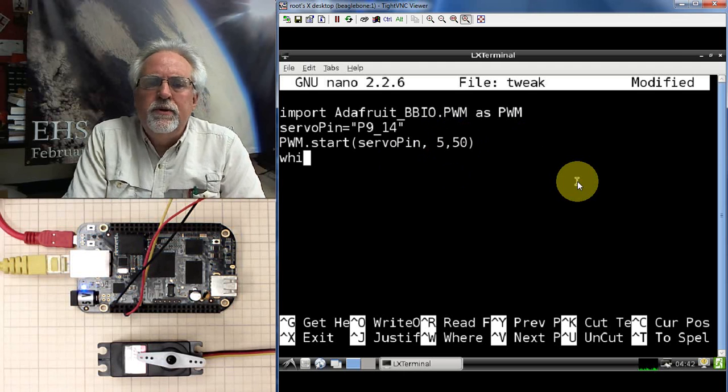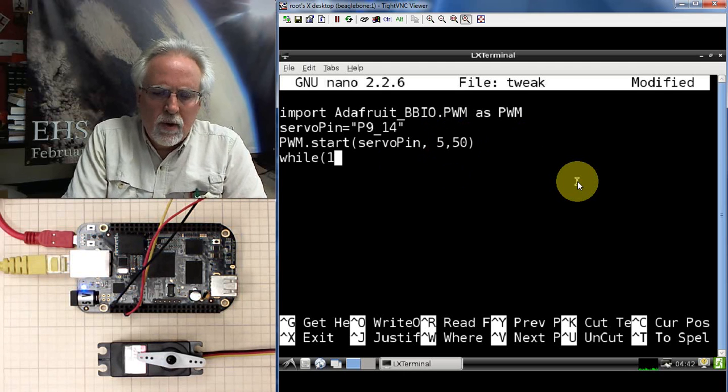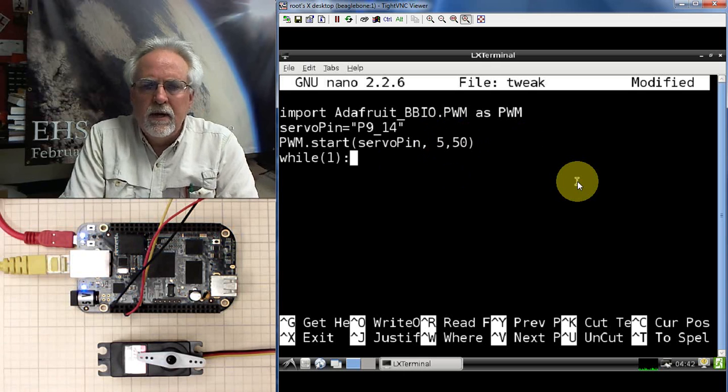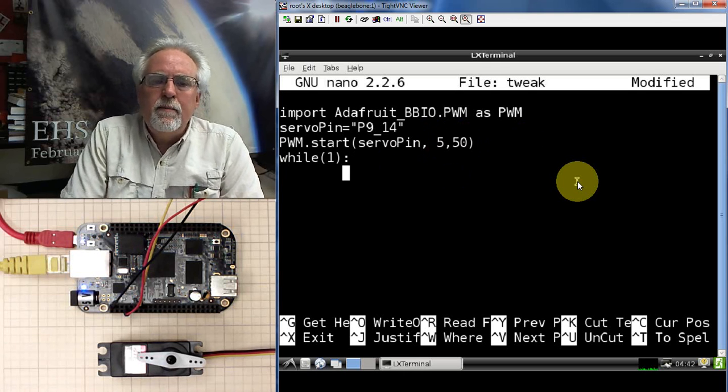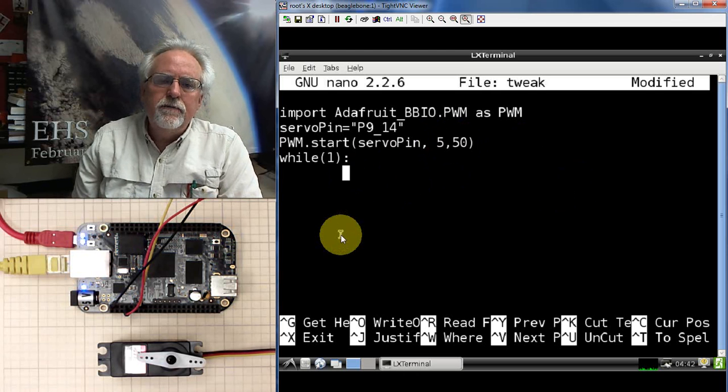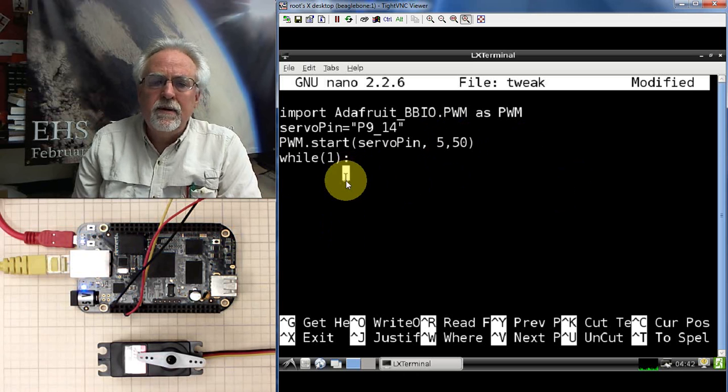Then what we want to do, we want to loop forever with while 1, because 1 is always 1. The colon indicates the start of the while loop. We tab over. The clauses are defined by the indentation in Python. It doesn't matter how far you tab, but it all has to be tabbed exactly the same within this clause.